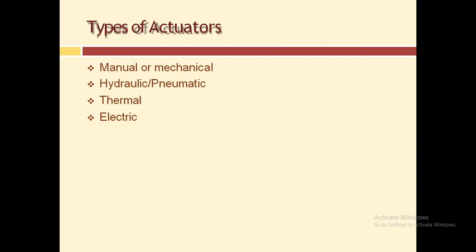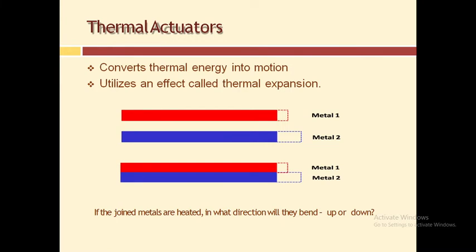They are manual actuators. The hydraulic and pneumatic actuators are the actuators where hydraulic energy or pneumatic energy is used to produce the motion. Then thermal, where heat is used, and electrical, where electrical energy is used to actuate something, is named an electric actuator.